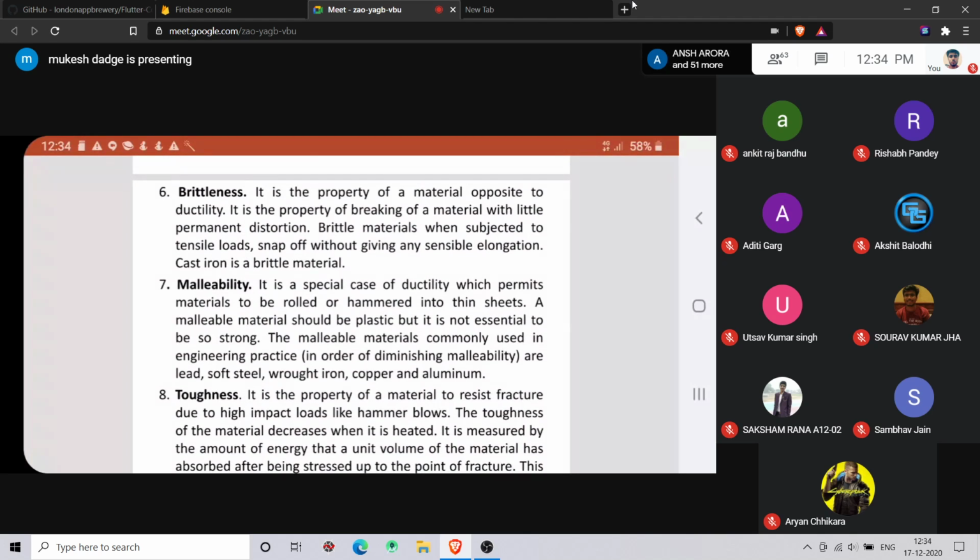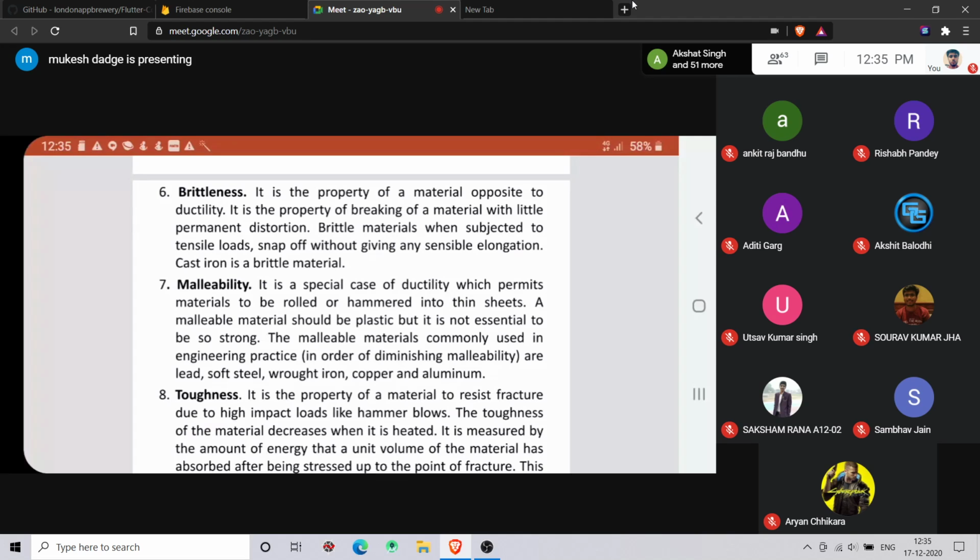Brittleness. The next property is brittleness. It is the property of a material opposite to ductility. It is the property of breaking with little permanent distortion. Right? Brittle materials, when subjected to tensile load, snap off without giving any sensible elongation. Cast iron is a brittle material. Okay? So if you apply the tensile load, they start fracturing. Right? That is the indication of a brittle material, and it is just the opposite of your ductility property.